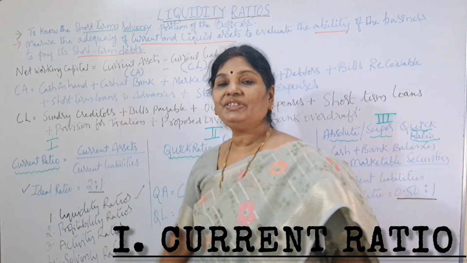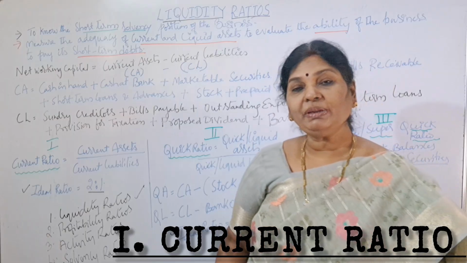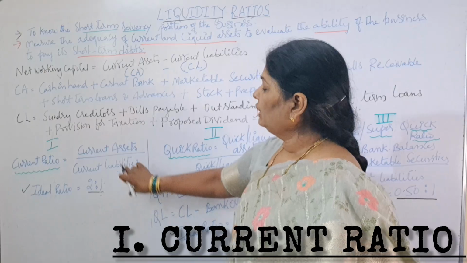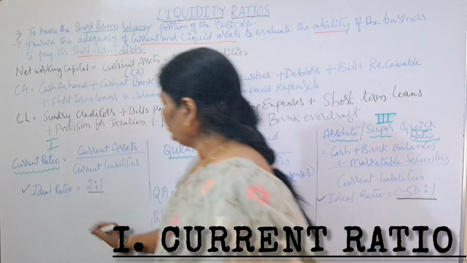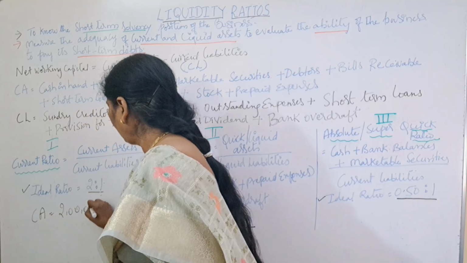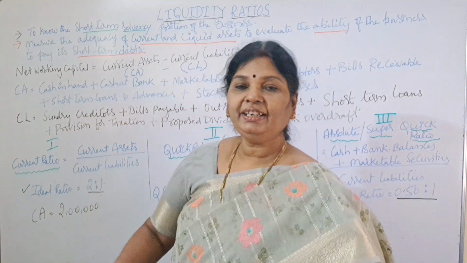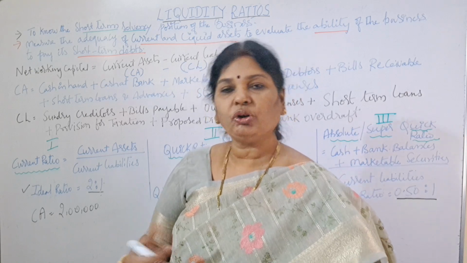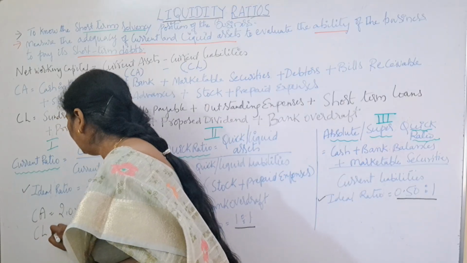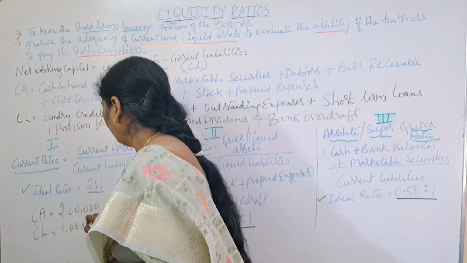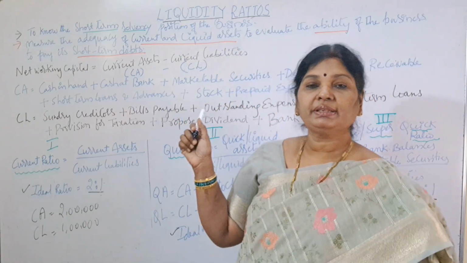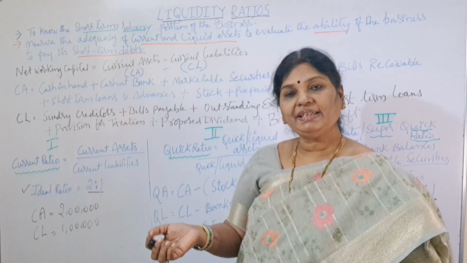It is called the current ratio. Current ratio means what is the formula? Current assets by current liabilities. I will show you how to solve this ratio. Say for example, if current assets given in your problem are 2 lakhs, which may include debtors, bank balance, bills receivable, stock, right? And current liabilities are 1 lakh. This current liabilities include bills payable, short term loans, whatever we have borrowed, outstanding expenses, right?